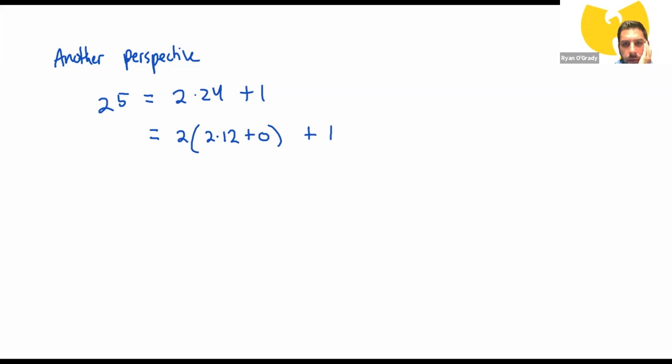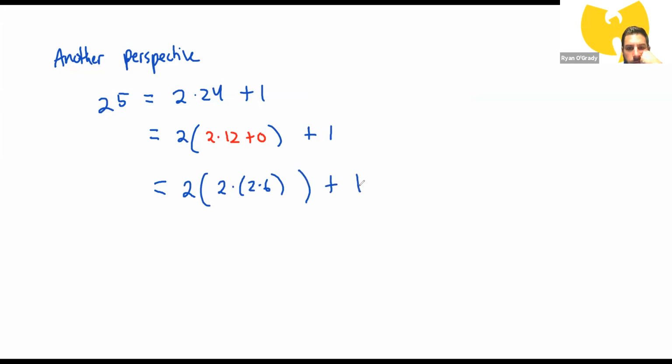So maybe I'll use a different color here. Instead of writing 24, I'm going to think of this as 2 times 12 plus 0. And then I'm going to do the same thing again. Instead of writing 12, I'm going to write 2 times the quantity... now replace 12. What is 12? Well, 12 is 2 times 6, and then of course it's plus 0 plus 0. So I'll leave that alone. Plus 1.